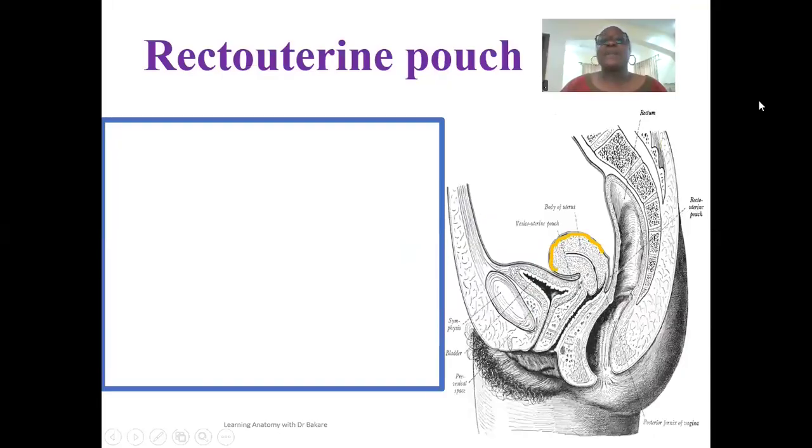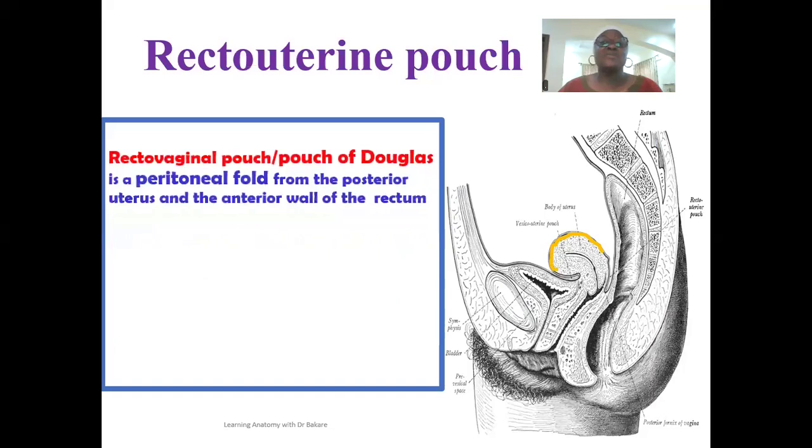The rectouterine pouch can also be referred to as the rectovaginal pouch, and we'll be highlighting why it can be so referred to as we go through this lecture. The rectouterine pouch can also be referred to as the pouch of Douglas. It is a peritoneal fold that extends from the posterior region of the uterus to the anterior wall of the rectum. We've tried to highlight this in our previous slide.